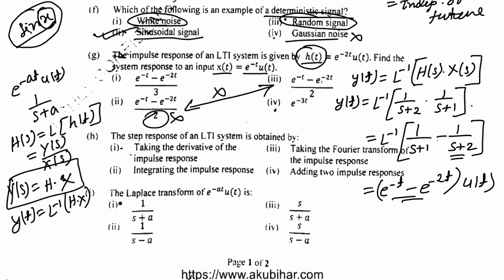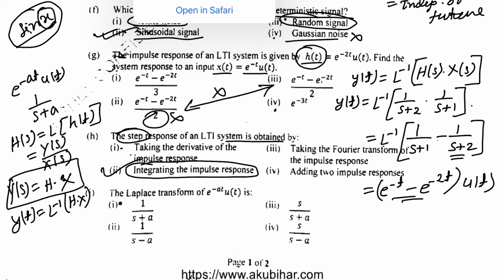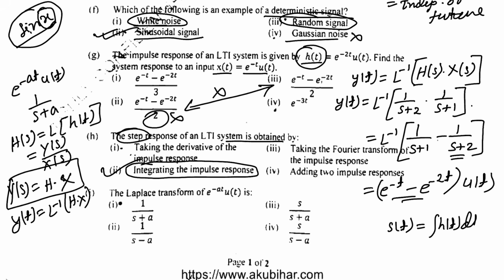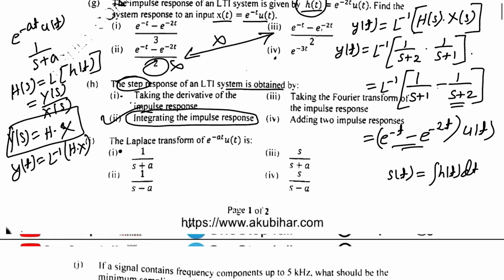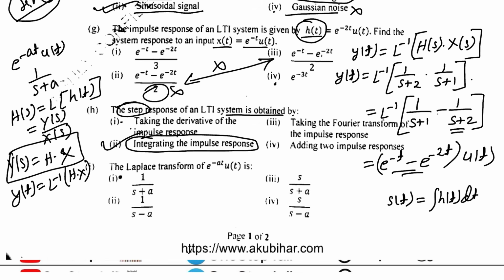Now, question H: the step response of an LTI system is obtained how? To obtain the step response, we simply integrate the impulse response. So, option number 2 will be the correct answer. Step response, that is s of t, will be the integration of the impulse response with respect to t, simple. This is a direct question, no need to worry. Next question, I. What is the Laplace transform of this? This is a direct question: e to the power minus at is simply 1 by s plus a. So, option A will be the correct answer.